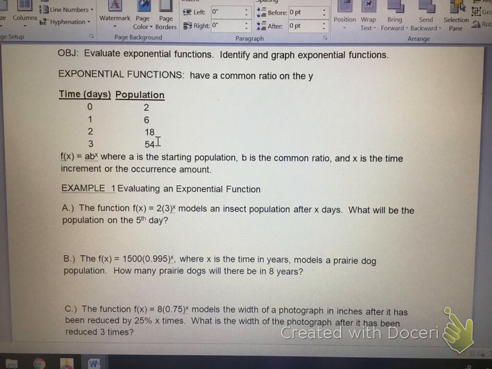Hello, algebra students. It's Mrs. Thompson. We are getting ready to jump into Chapter 9 on exponential functions, Section 2, and we're going to look at Example 1, evaluating an exponential function.